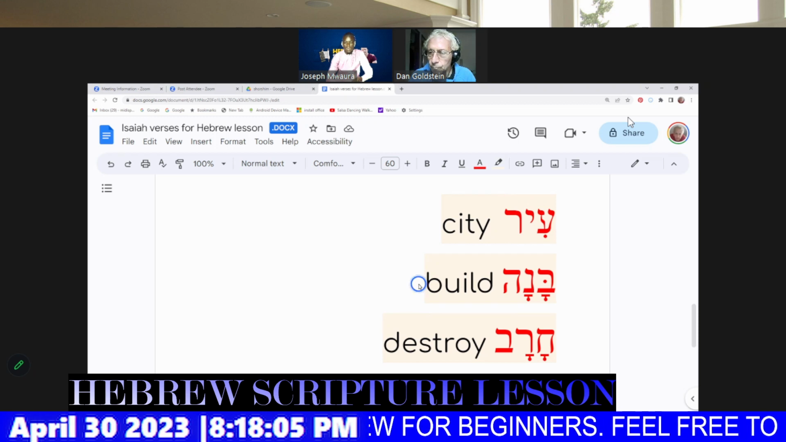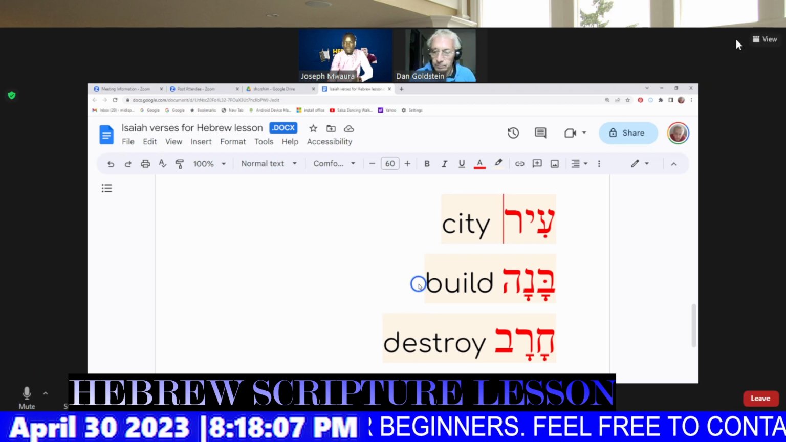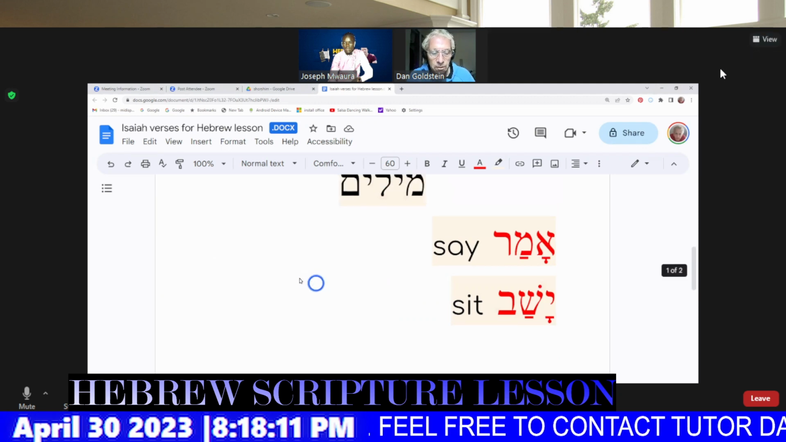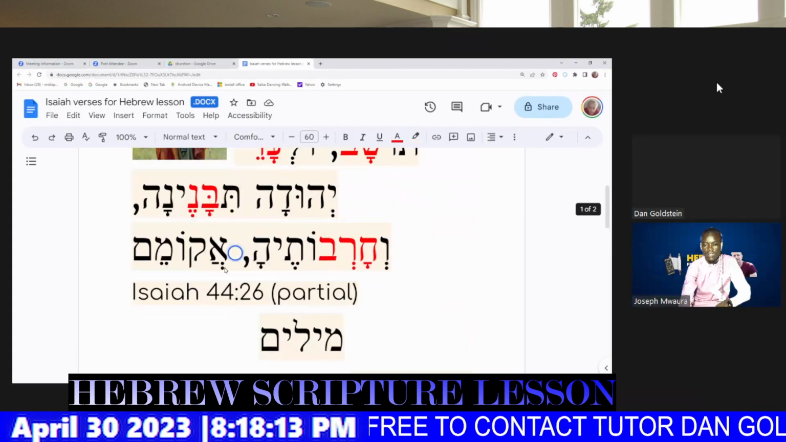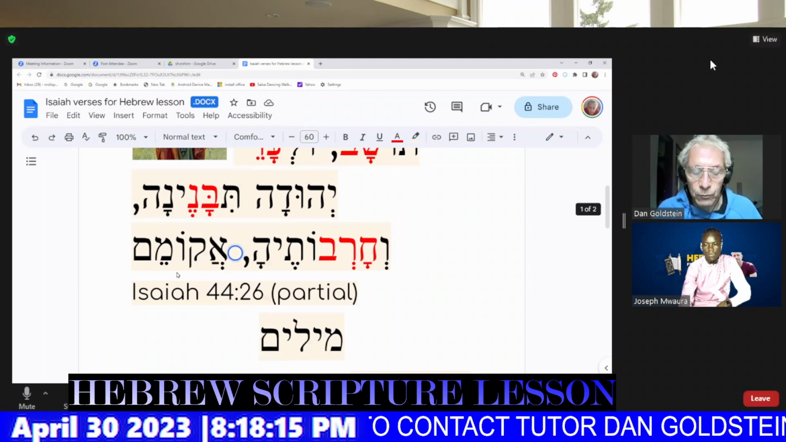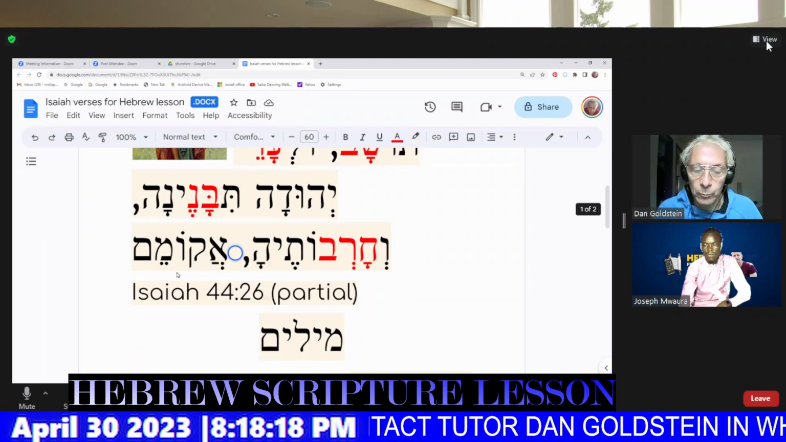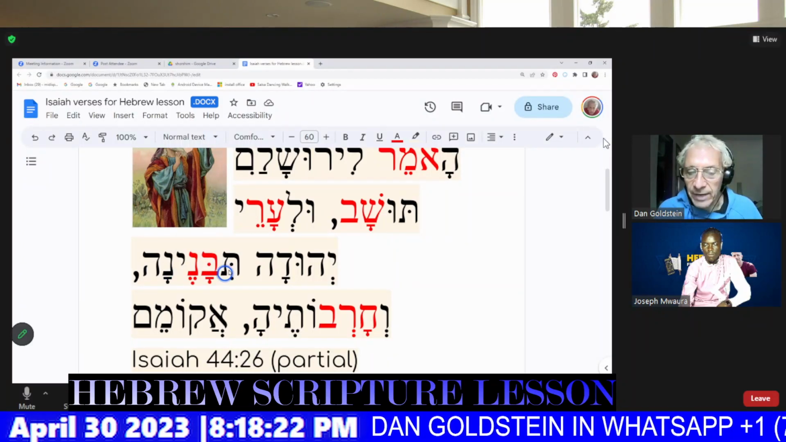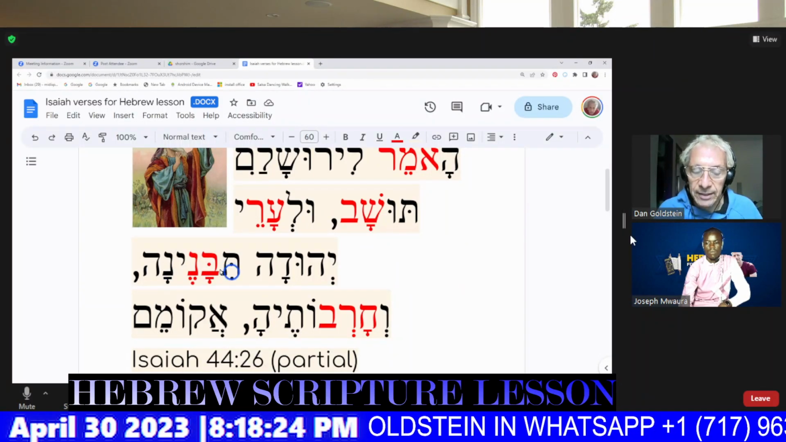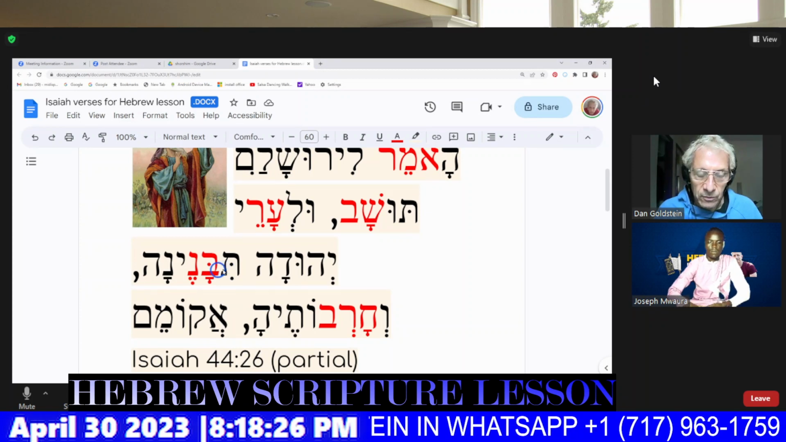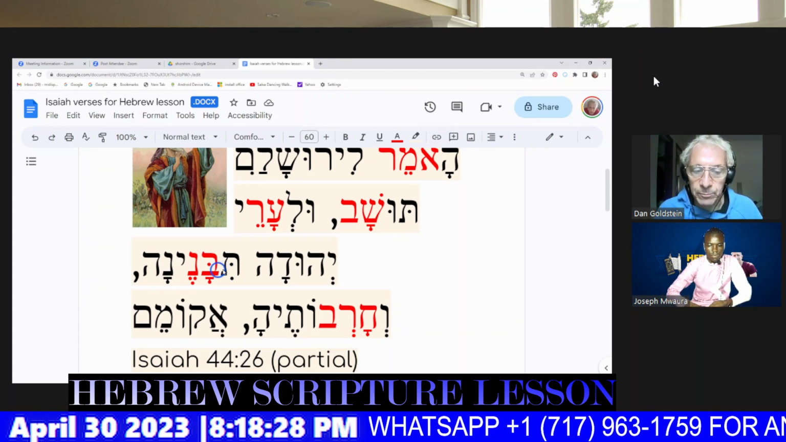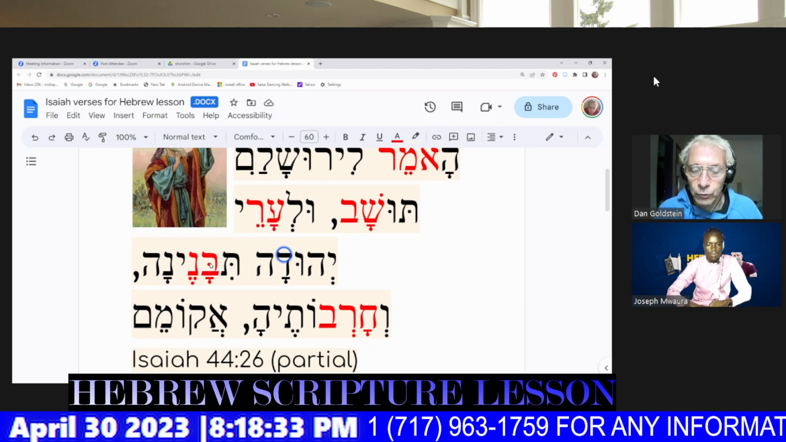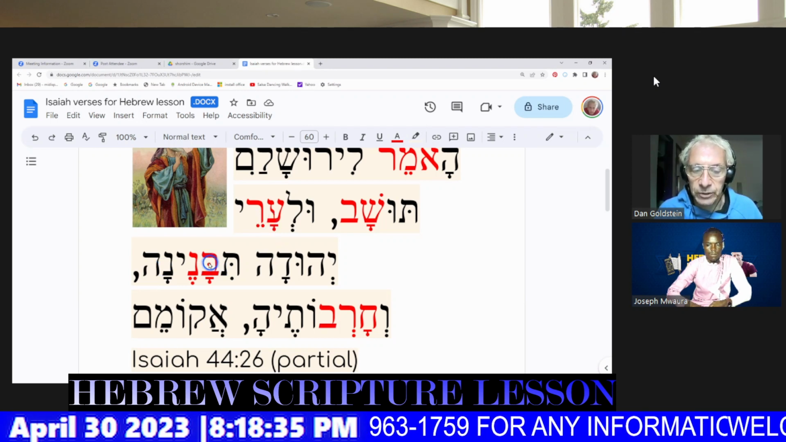Bana, build. Right. Build. So this tav at the beginning of the word is a future feminine form. Will be. She will be. It will be. So what we have actually is tibanena. They shall be built up. They shall be built again. The cities of Judah, tibanena, shall be built up again.